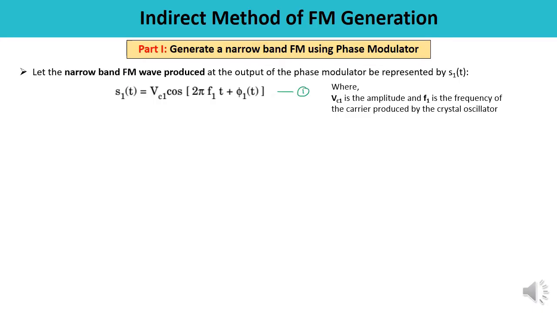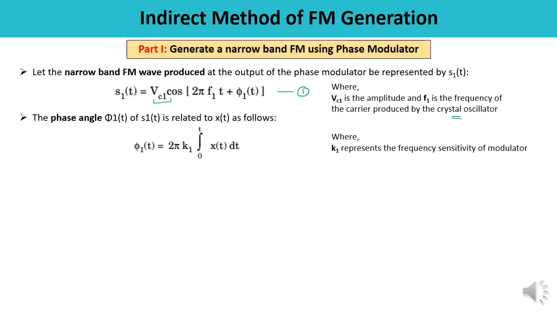Here the term Vc1 is the amplitude, and f1 is the frequency of the carrier produced by the crystal oscillator. Now we can write the expression which relates the phase angle of s1(t) for the narrowband FM to x(t), the modulating wave. φ1(t) is equal to 2π k1 times the integral of x(t) dt. This is the second equation, the limits of the integral are 0 to t, and the term k1 is the frequency sensitivity of the modulator.